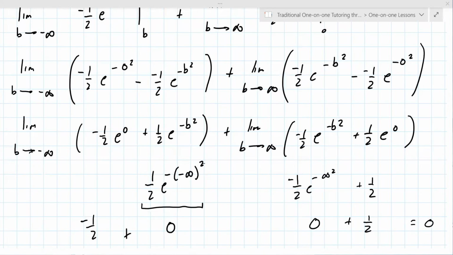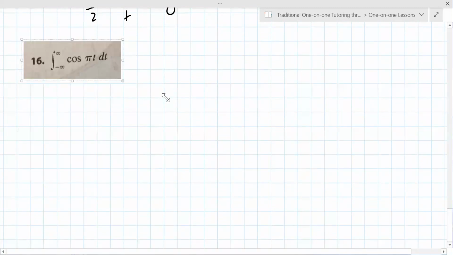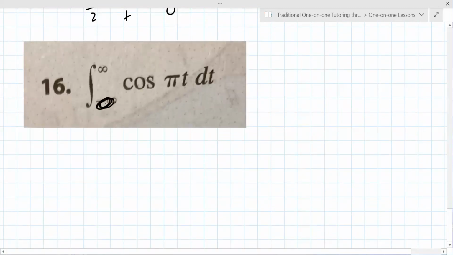How about 16? Is that a fine one? Well, 16 is problematic because cosine alternates. You end up doing it the same way we just did, but it diverges. Is it okay if I just do it from 0 to infinity? Okay, because there's a lot of repetition in this one if you don't. So we'll make this 0. So this becomes the limit as b goes to infinity, integral 0 to b of cosine pi t dt.